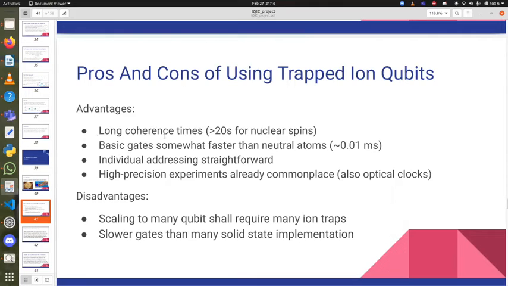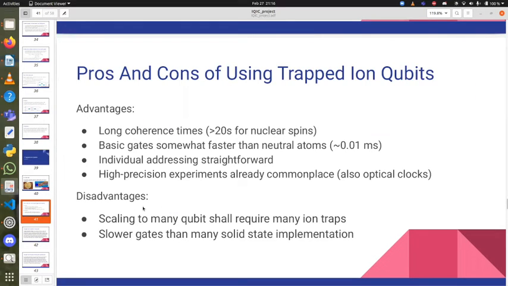Basic gates which we develop using the trapped ion mechanism are somewhat faster than neutral atoms. This is a very nice advantage that we get while we use trapped ion qubits. Individual addressing is straightforward. Using trapped ion qubits, we can use individual addressing. That's a very important factor. High precision experiments are already commonplace. This is just the laboratory work done in recent years. High precision experiments mean that the computation power is very high, such as in optical clocks and various other instruments.